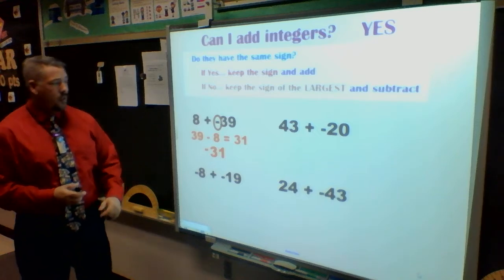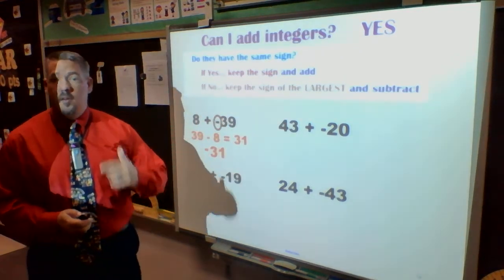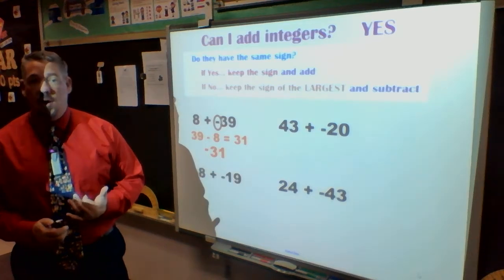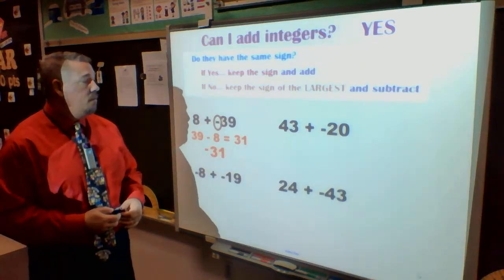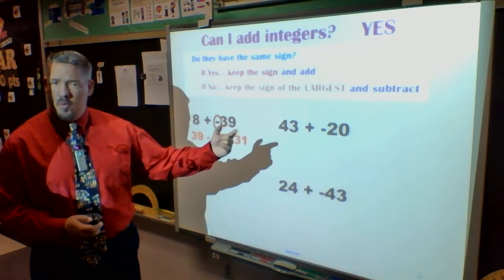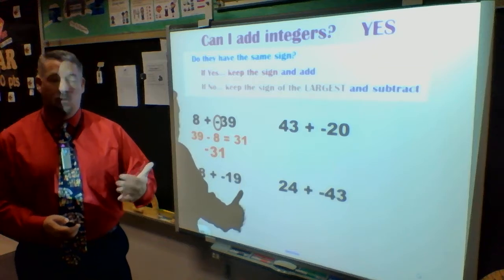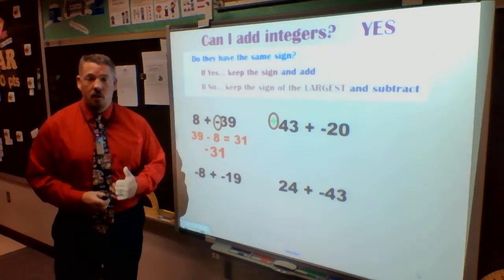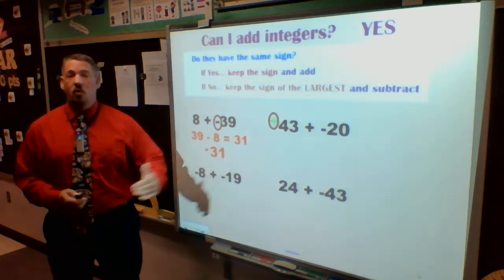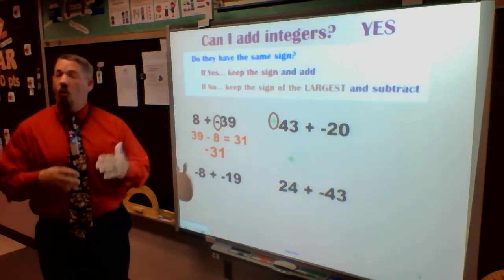I go to the second one. I have 43 plus a negative 20. Can I add integers? Yes, I can. Do I have the same sign? I don't. Well, I'm going to keep the sign of the largest number, but once again, there isn't a sign with the 43, so I should know it's an understood positive. So I know my answer is going to be positive. You can write the positive down with your answer, or you don't have to.